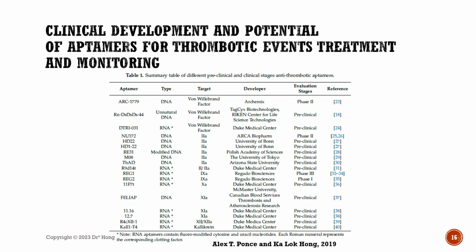For those of you who would like to read on this topic, this is the table from my publication showing you different types of DNA and RNA aptamers that were in clinical or preclinical trials trying to target different targets in the clotting cascade.